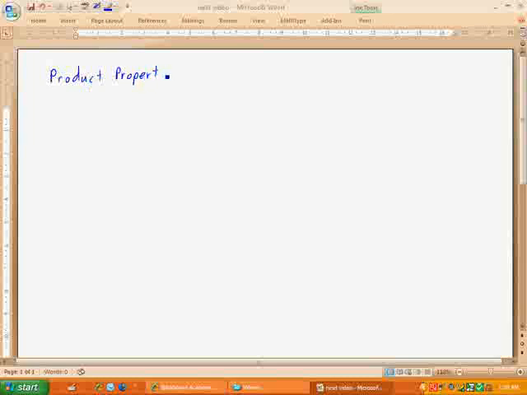Alright, in this next video we're going to start looking at simplifying radical expressions. Now when we say a radical, we're talking about square roots. And so we're talking about simplifying square roots, and we're actually going to learn a couple of properties of square roots. The first one being the product property of radicals.